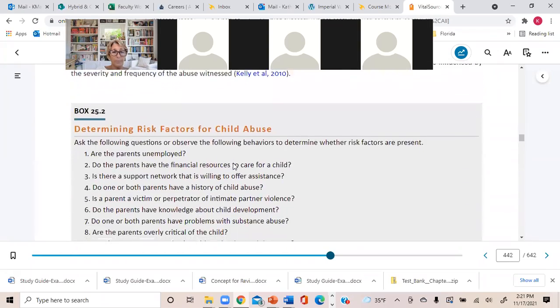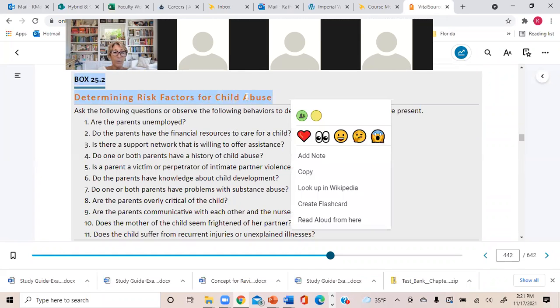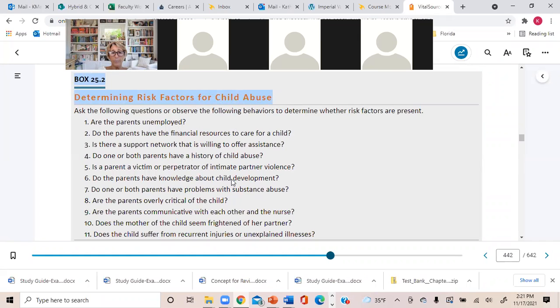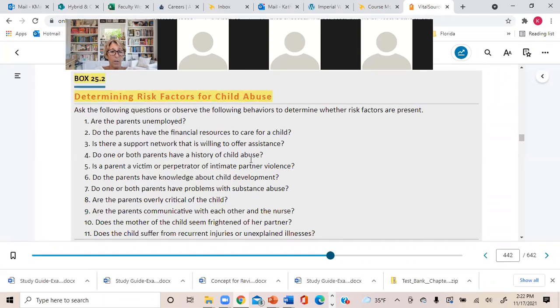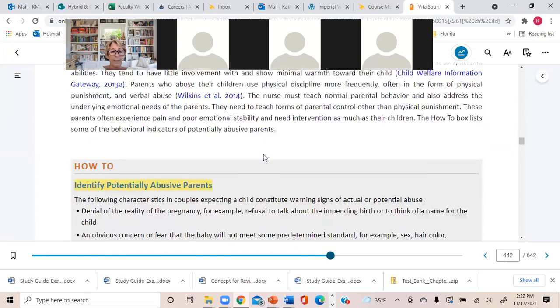Child abuse. For me, in school nursing, I need to understand what the risk factors are for child abuse. I see it all the time. Here are some questions to ask or observe. Are the parents unemployed? Do the parents have financial resources to care for the child? Do they have a support network? Critical questions. I can't tell you the number of times I have concerns about kids and I can't get in touch with the parent. Nobody returns my calls. I want to talk about specific behavior. There are big red flags you can see.